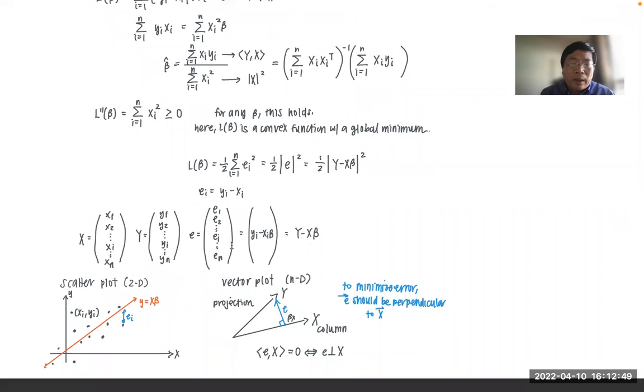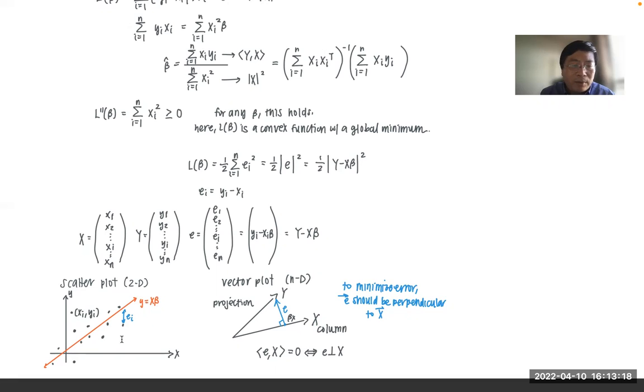And now we can actually view the data from two perspectives. One is a scatter plot. In this scatter plot, each point is a (xi, yi), so we have a cloud of points. And then our regression line is y equal to x beta, which supposedly goes through the origin. These are lowercase y and lowercase x, just representing this line.